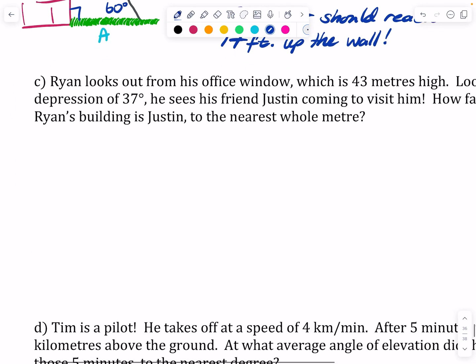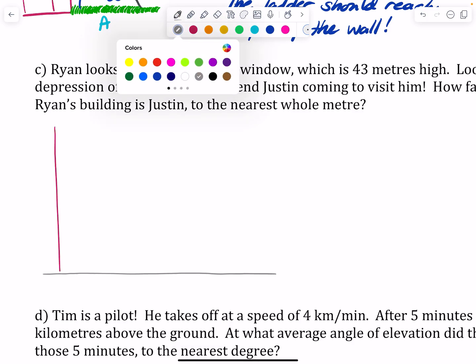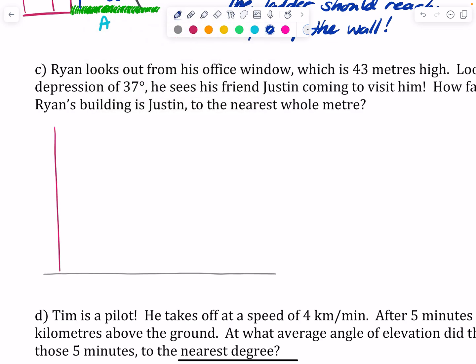Next one. Ryan is looking out his office window. I guess he's got a brick office. And here comes Justin along the path. They are both blue. So there's Ryan in his window. Yay. And there's Justin walking along the path. Nice. That's a great building. That's a great path. Wow. This is the most beautiful drawing I've ever made in my life.